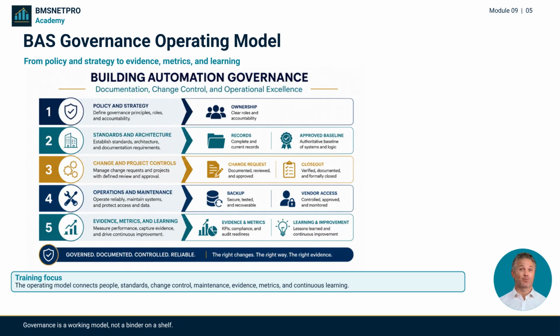This operating model shows governance as a flow. Strategy drives standards and architecture. Standards guide change and project controls. The operating team maintains the system. Evidence, metrics, and learning feed improvement back into the program.